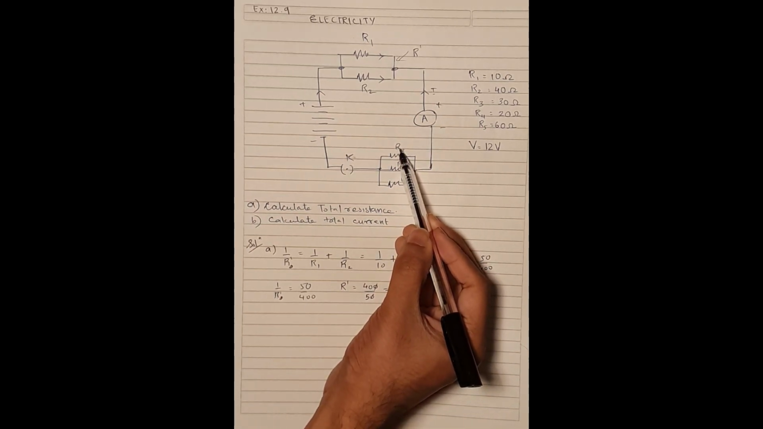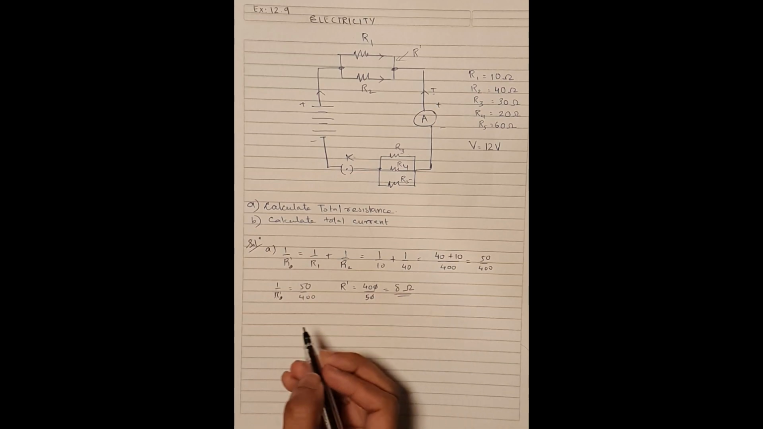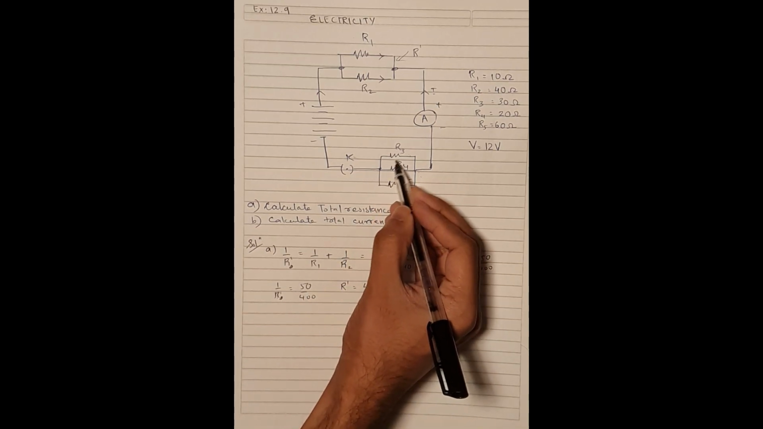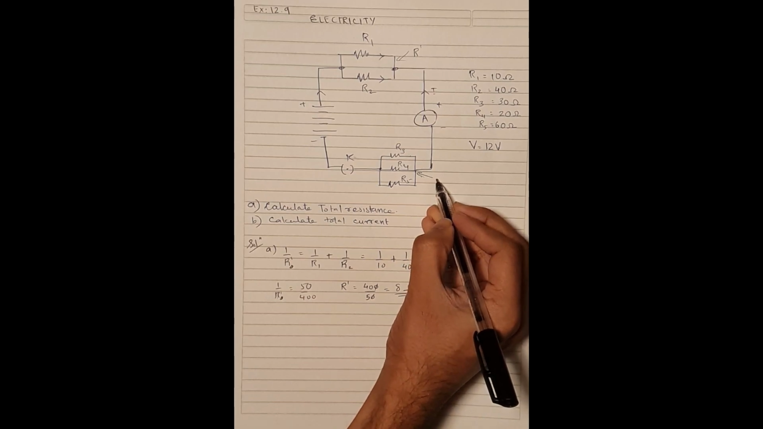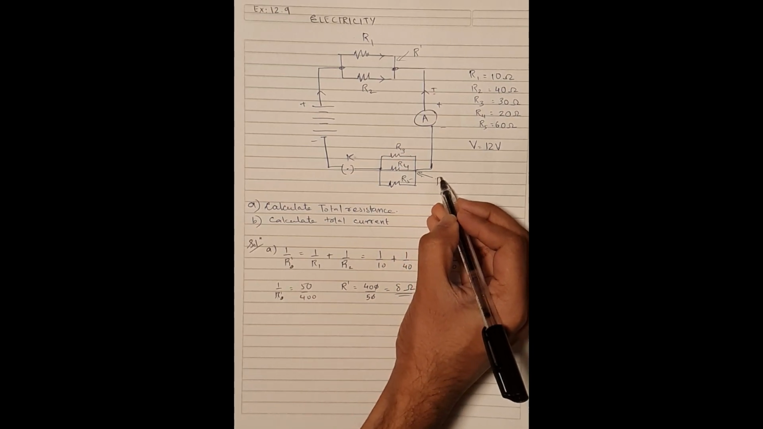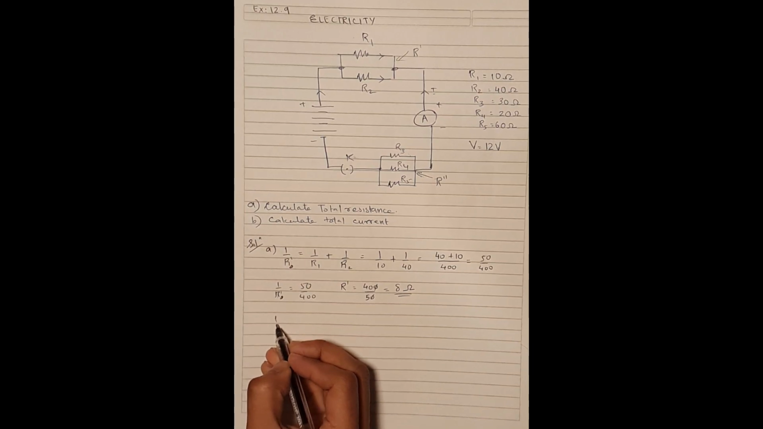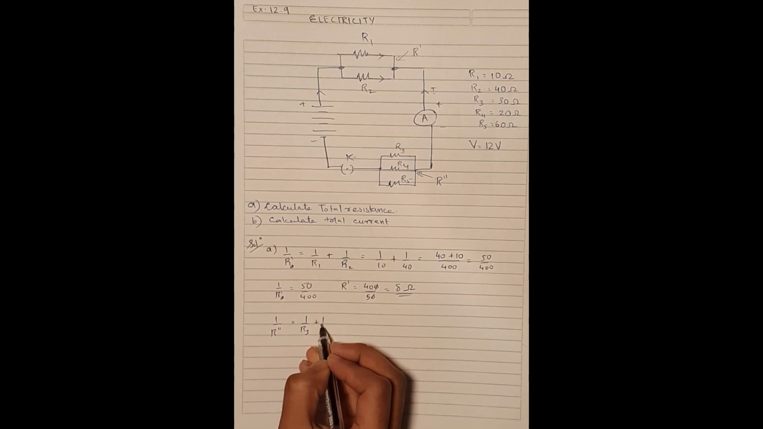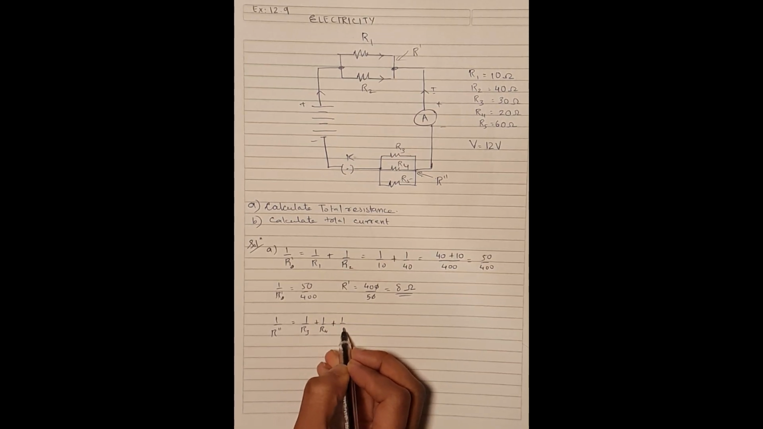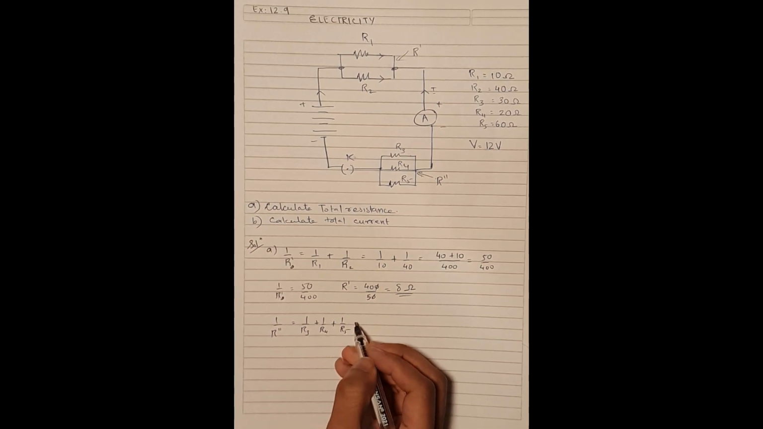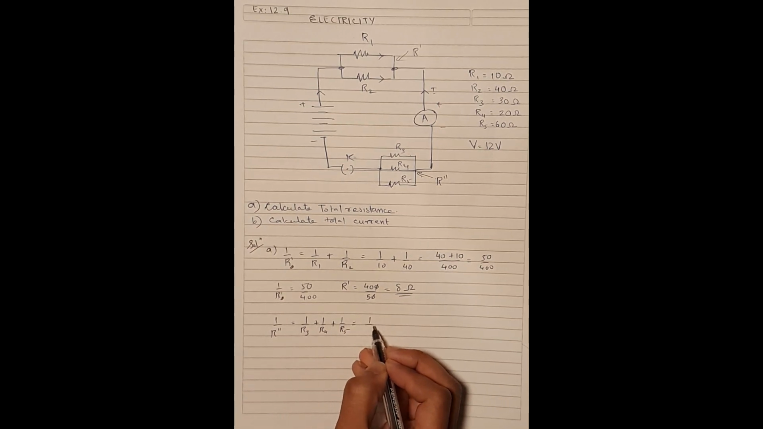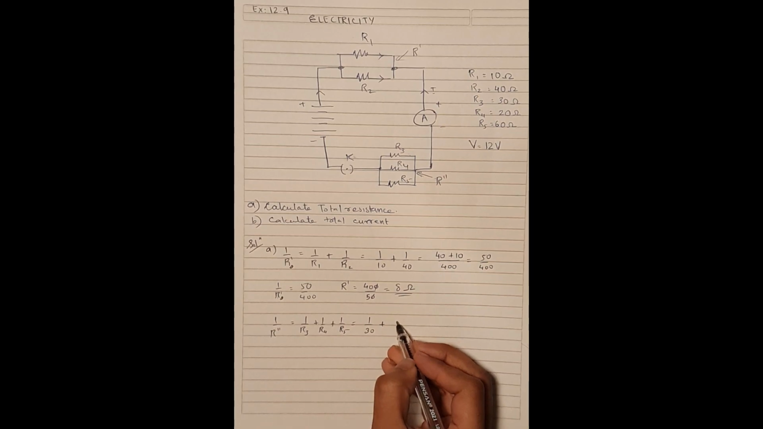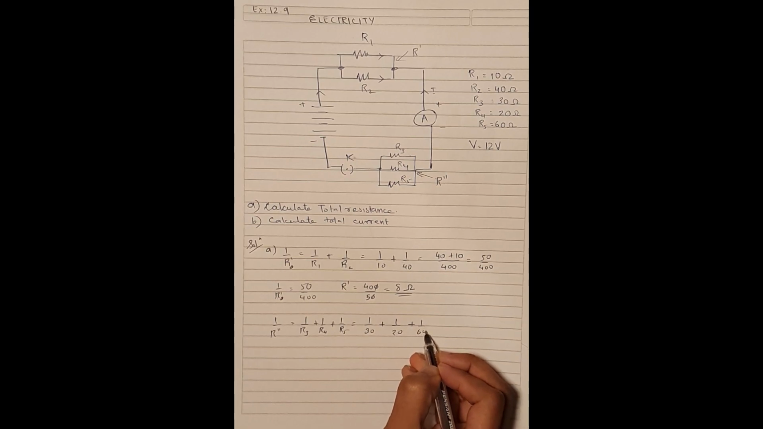Now let's calculate the equivalent resistance of R3, R4 and R5. So let's name the equivalent resistance for this set of resistors as R double prime. So 1 by R double prime will be equal to 1 by R3 plus 1 by R4 plus 1 by R5. Then we will get 1 by R3, where R3 is 30 ohms, as you can see here, R4 is 20 ohms and R5 is 60 ohm.